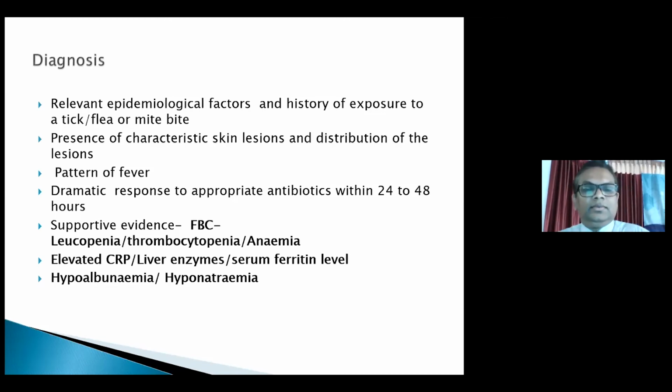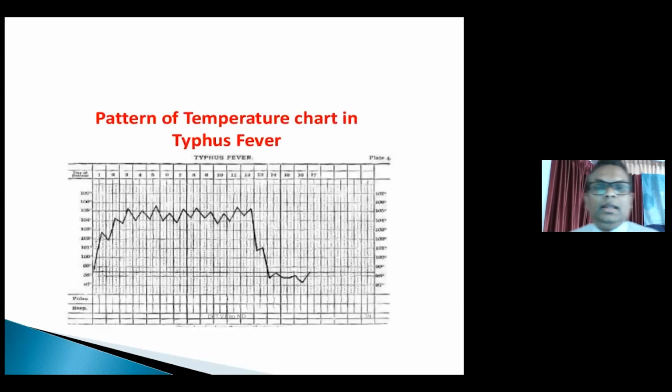Other supporting evidence may be normal, but they can have leukopenia, thrombocytopenia, anemia, and elevated CRP and other inflammatory markers, sometimes hypoalbuminemia, hyponatremia. They are not specific, but the important thing is the clinical diagnosis and starting treatment. Now, this is again what I described. So, once you start treatment, of course, by 48 hours, actually they are well. So they will be fine. They will have fever, and then they will not have fever.